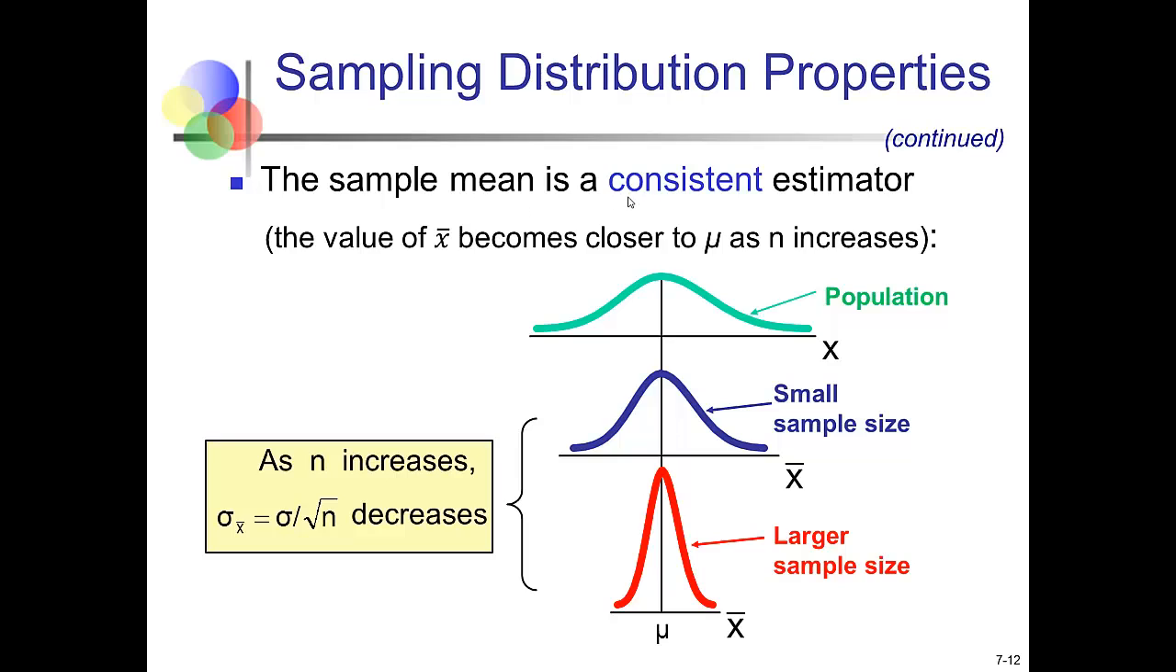The sample mean is a consistent estimator. What that means is, as our sample size increases, the value of the x bar becomes closer to the value of the population mean. In other words, our sampling error gets reduced as our sample size gets bigger. Notice that we've got our original population here in the green, and as n increases, or as our sample size increases, the standard deviation of that sampling distribution gets smaller and smaller. So the sampling error that we could get will get smaller. We're more likely to be close to the true population value.